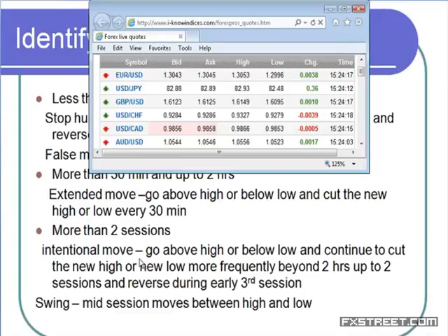Then the next move is the intentional move, which is a move that continues more than 2 hours. They breach the high and stay above the high and continue to rise and cut the new high, and things like that. After a dip during the mid-European session in order to handle the crosses, they started gaining the levels in the case of Euro and GBP. In the case of GBP they went below the initial low just by about 1 or 2 pips and then started coming up. So this is an intentional move, and it is also confirmed by the slow moves.